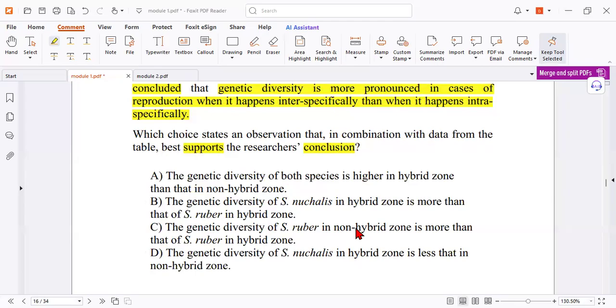Is it D, sir? So letter C. Yeah, C and C. Why not A?